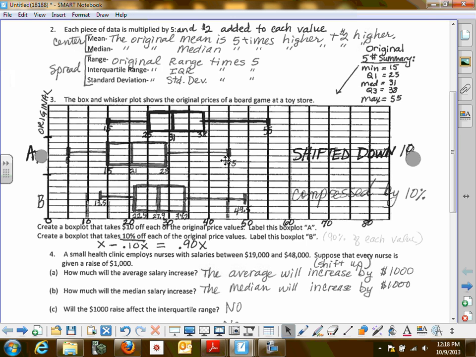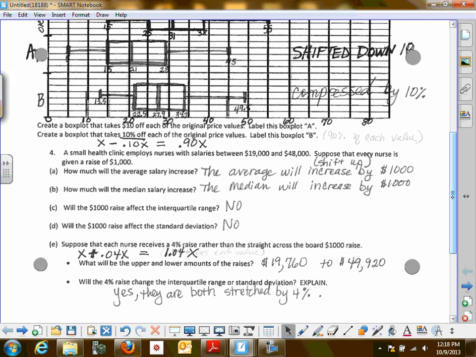All right, so box plot A was taking $10 off of each value. So guess what it did? It shifted everything down 10. So the shape is still exactly the same. It's just shifted down 10.